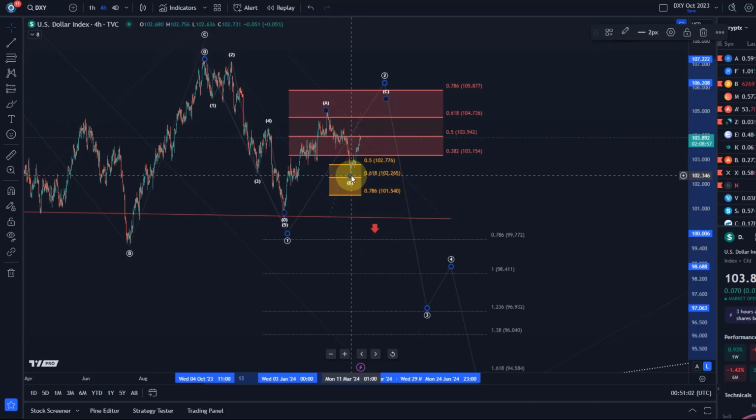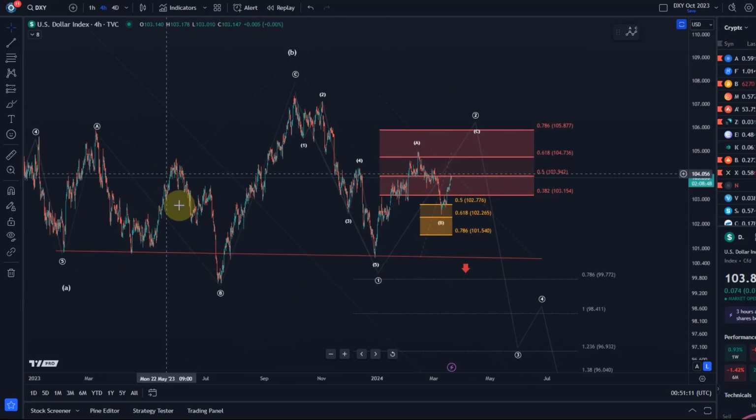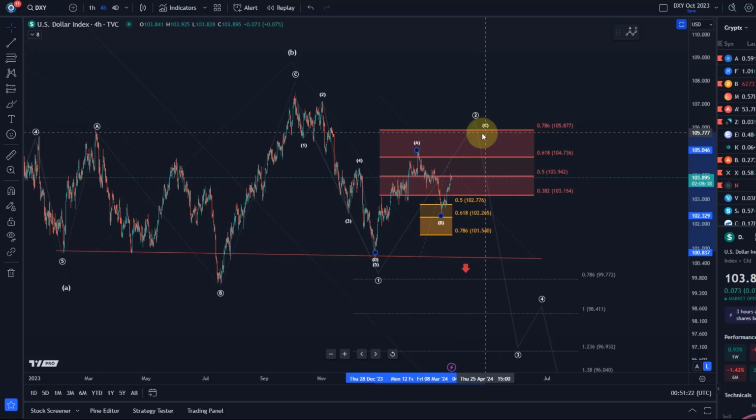But be aware, this is the critical low point. If that's taken out, it's very likely that we're testing the $100 mark next. And then you see this interesting head and shoulders pattern on the chart. But for now, it's very stubborn and doesn't really want to come down. So let's see if we can fulfill this C wave to the upside.